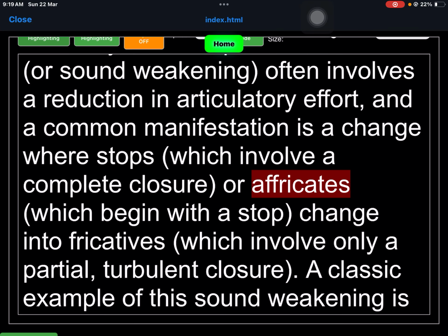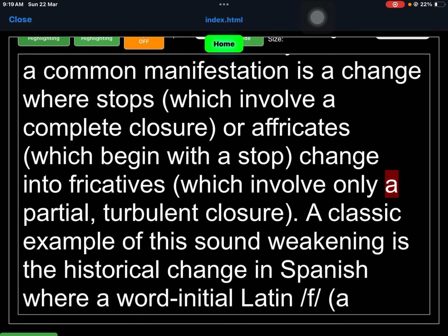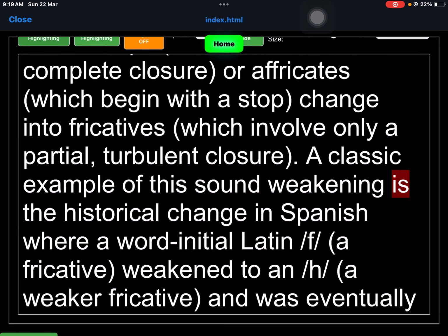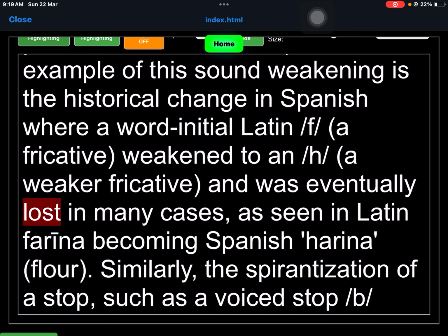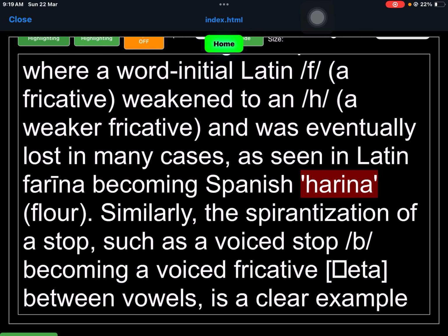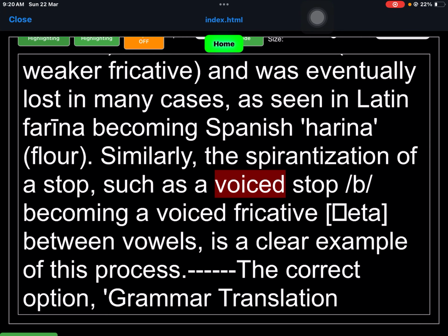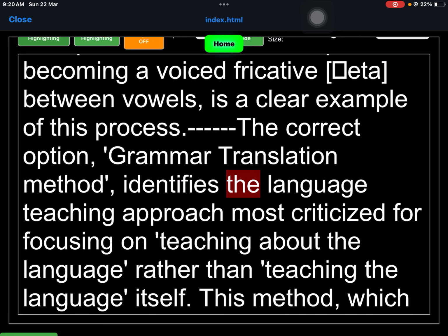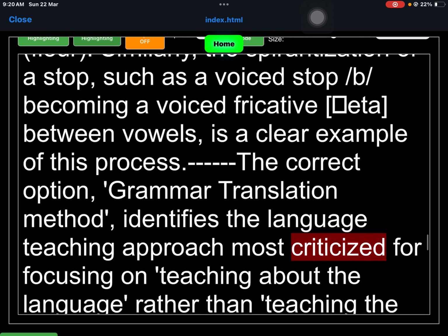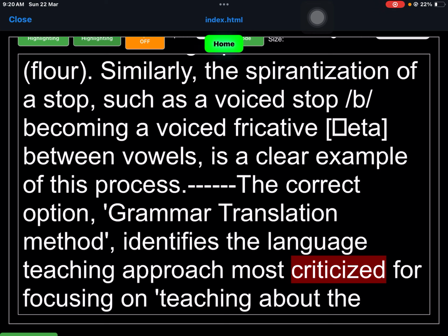The process of lenition, or sound weakening, often involves a reduction in articulatory effort, and a common manifestation is a change where stops, which involve a complete closure, or affricates, which begin with a stop, change into fricatives, which involve a partial turbulent closure. A classic example of this sound weakening is the historical change in Spanish, where a word-initial Latin f, a fricative, weakened to h and was eventually lost in many cases, as seen in Latin farina becoming Spanish harina, flour. Similarly, the spirantization of a stop, such as a voiced stop becoming a voiced fricative between vowels, is a clear example of this process.